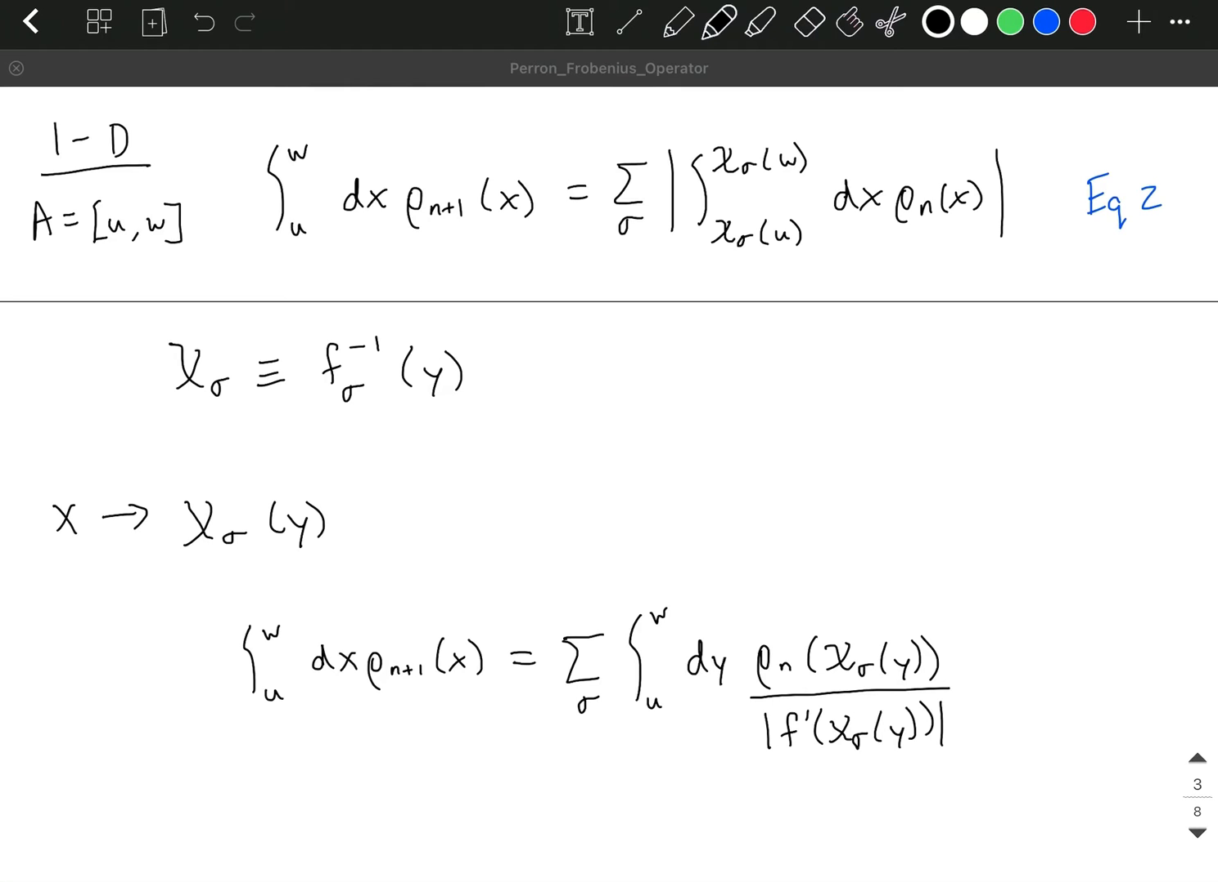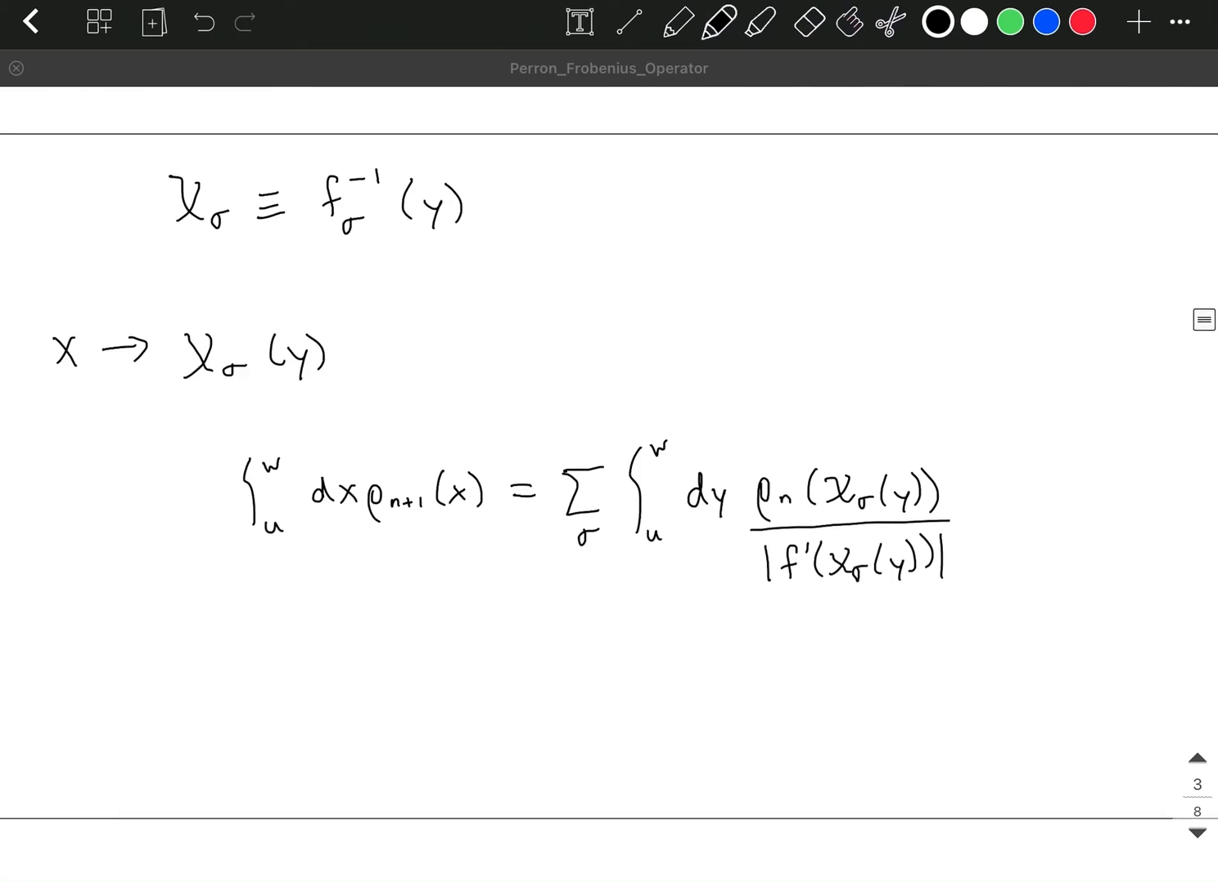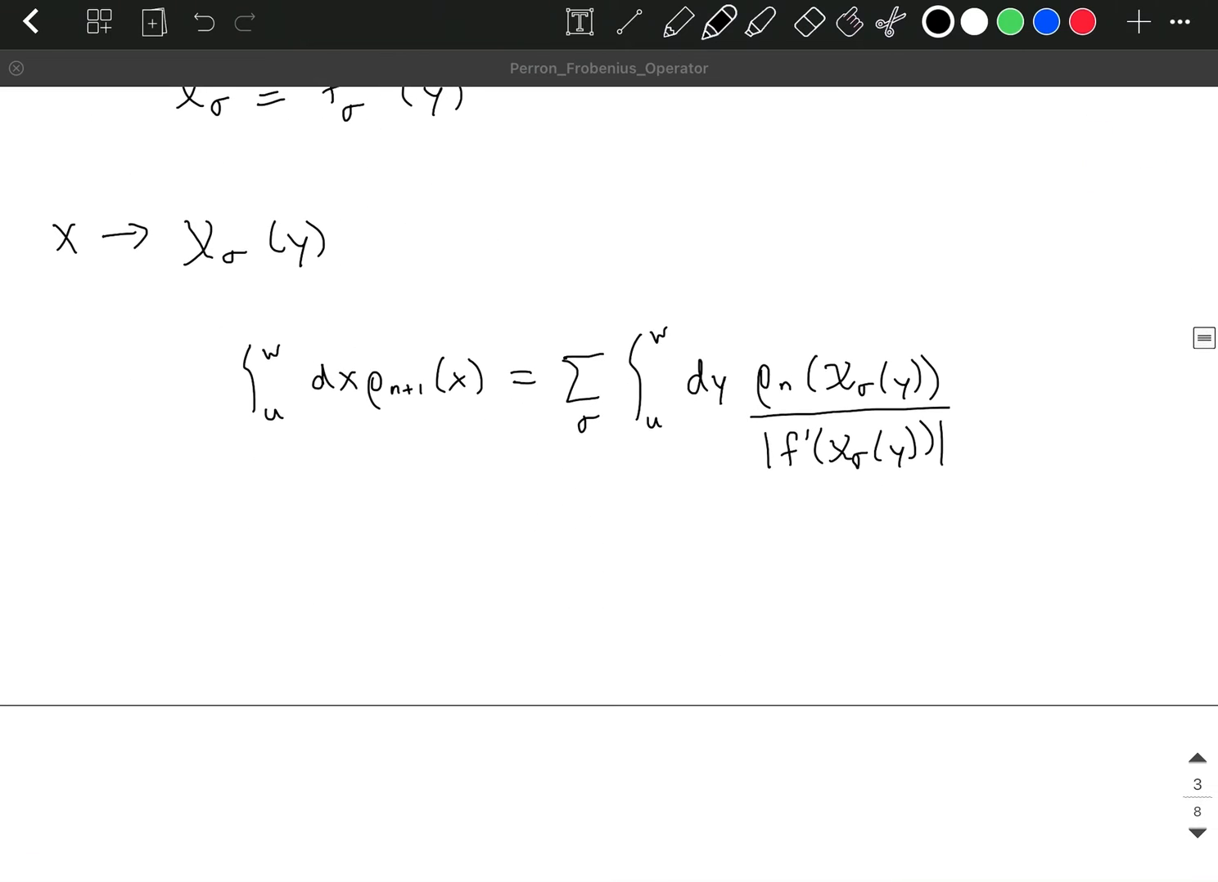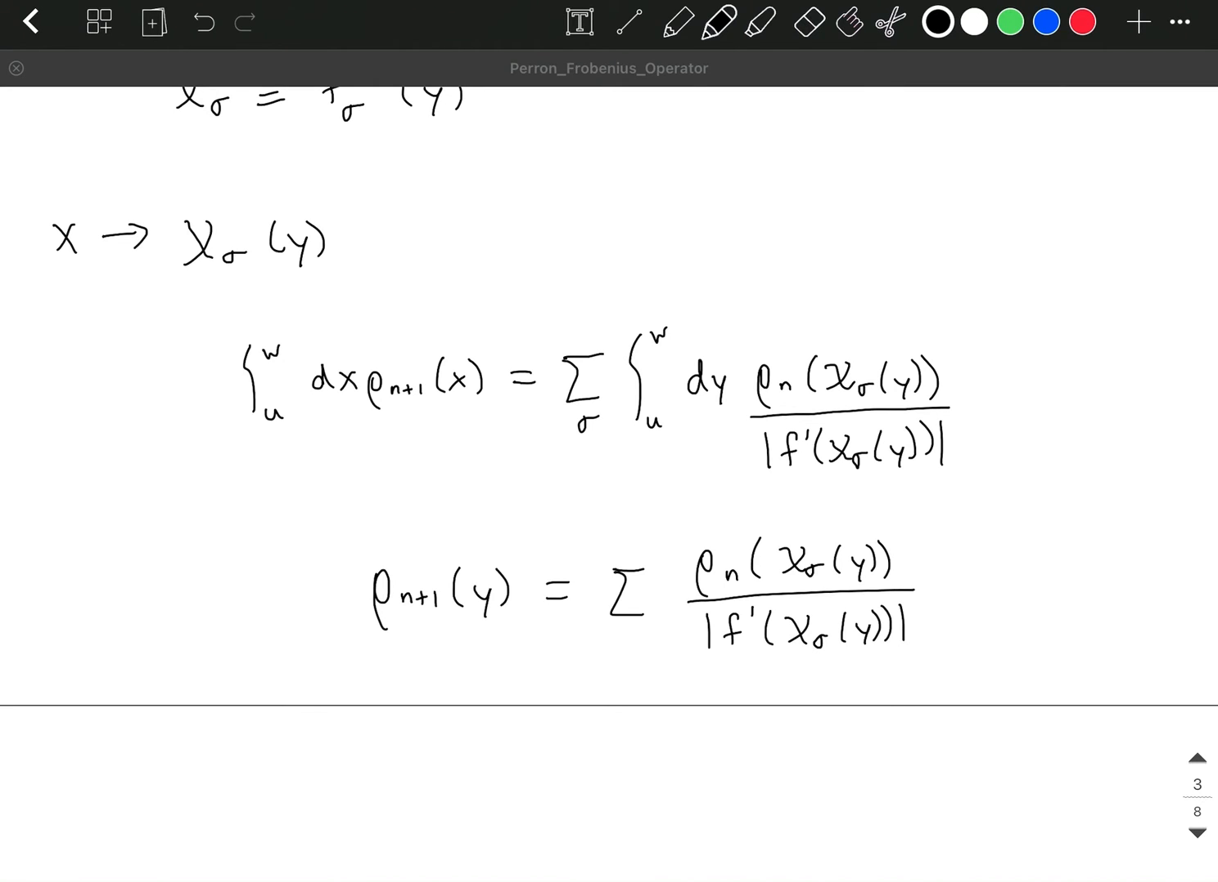Now this equation is valid, or has to be valid, for arbitrary values of u and w. Thus, the densities rho sub n plus 1 and rho sub n must satisfy the following expression, where rho sub n plus 1 of y is equal to the sum of rho sub n of chi sigma of y all over the absolute value of the derivative of chi sub sigma of y.